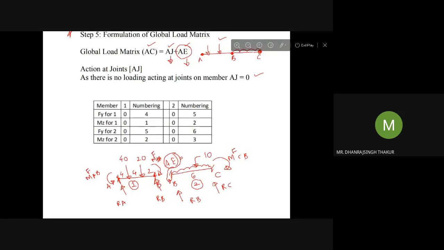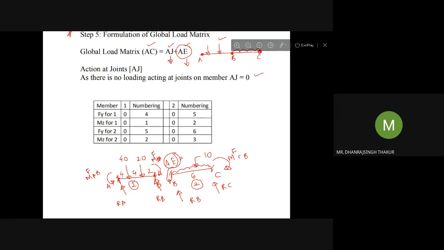What is the formula we are using to find the fixed end moment if there is a point load which is not at the center? There are two loadings here. You have done it in SA1. How will you get the value of fixed end moment AB? W a b squared by L squared. Since there are two loads, it is W a1 b1 squared by L squared plus W a2 b2 squared by L squared.